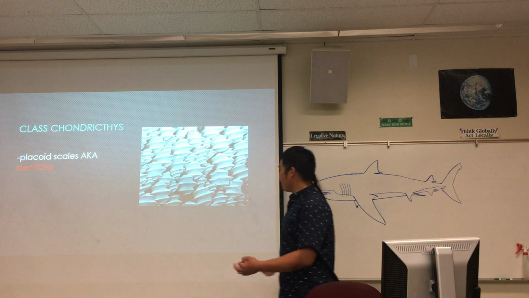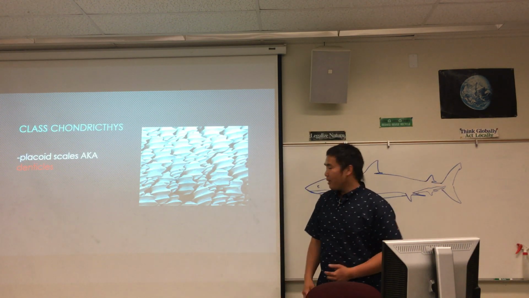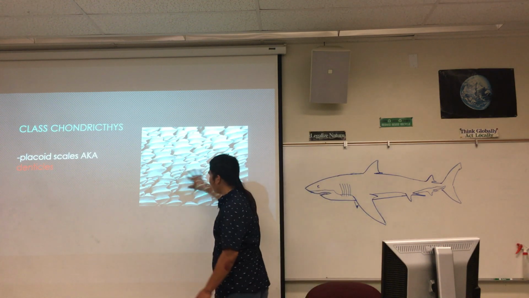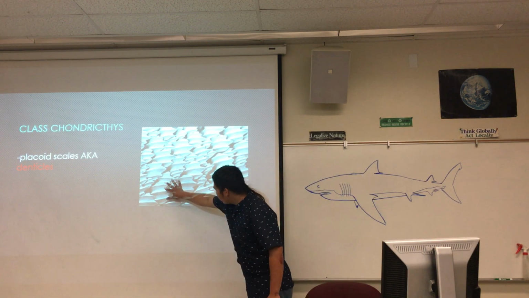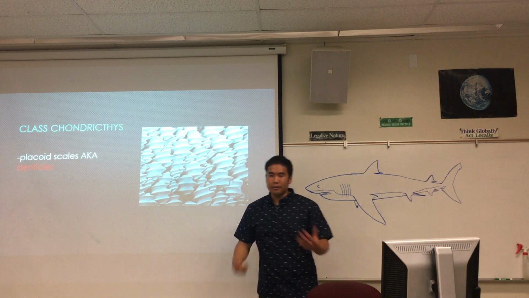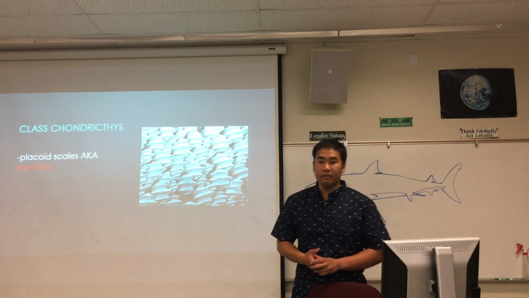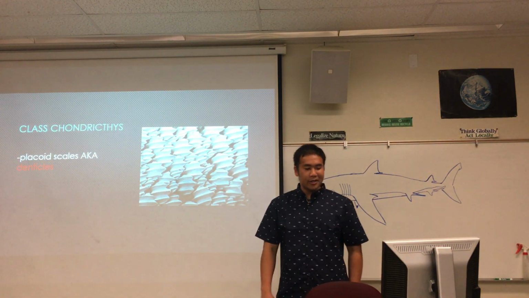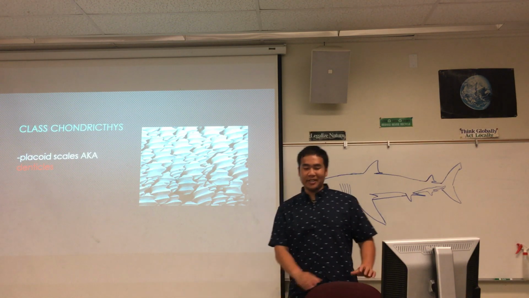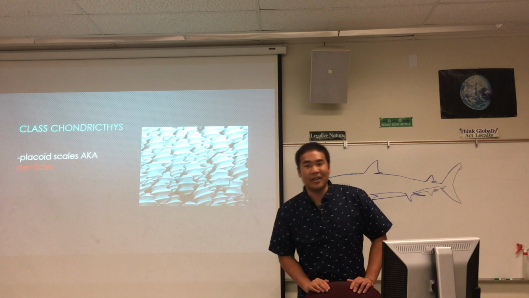So which way do you think feels smooth? Left to right or right to left? Left to right. Okay, this way it's going to feel very smooth. This way it's going to feel very rough, like sandpaper. Okay, so why do you think the shark wants to feel smooth in one direction? What was that? If an animal gets on top of it, what would it want to do with that animal? Like, how would that help?